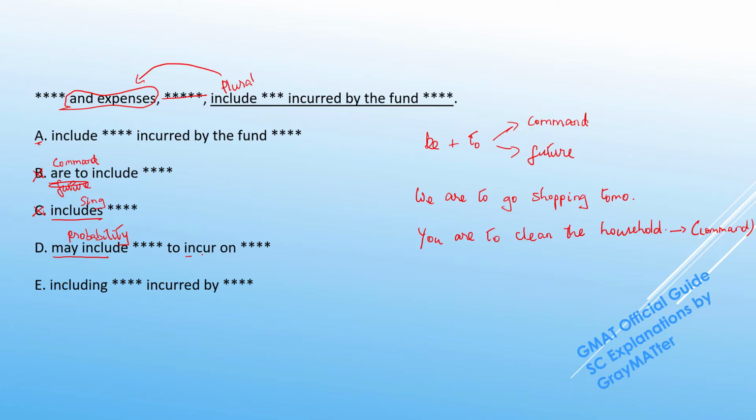And here is another catch: incur on is not idiomatic. As can be seen in this idiomatic split, we have incurred by in answer choices A and E and incur on. So incur on is incorrect, D goes off.